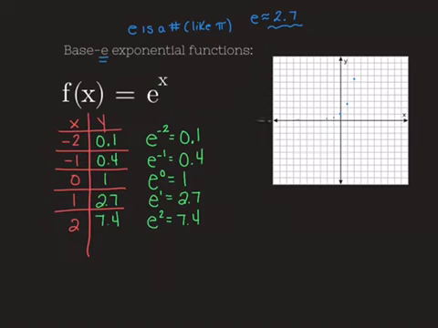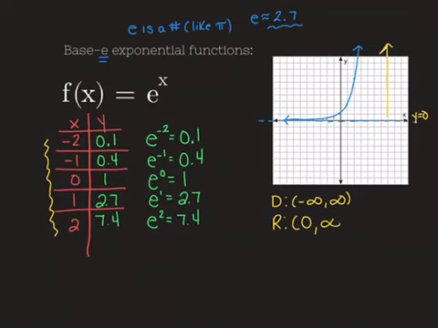And we still have this horizontal asymptote right here. So we don't cross that, but you can see this looks like 2 to the x, but it's just increasing faster. Again, our domain is -infinity to infinity. That has not changed because we could still pick any value of x that we wanted to over here. And our range, our graph still only exists from y equals 0 up. So 0 to infinity for the range.